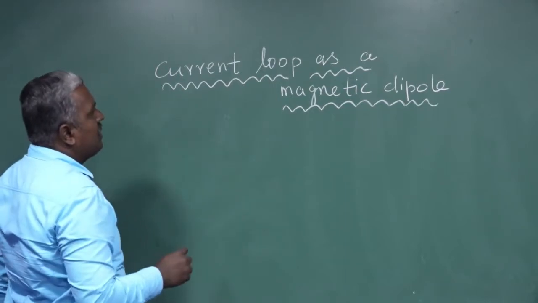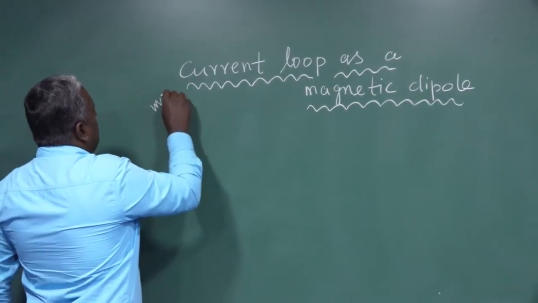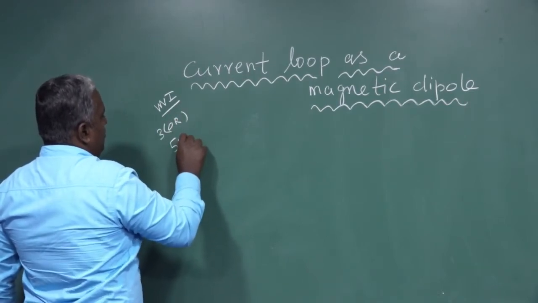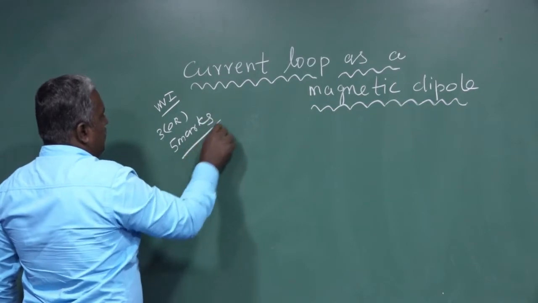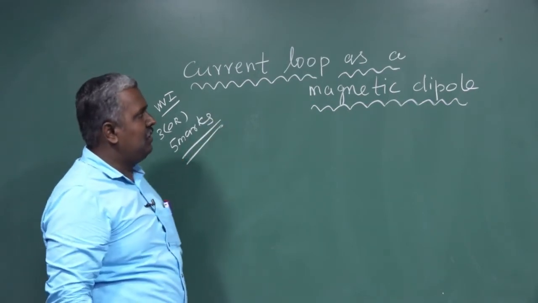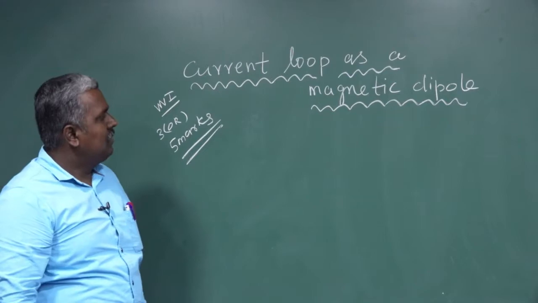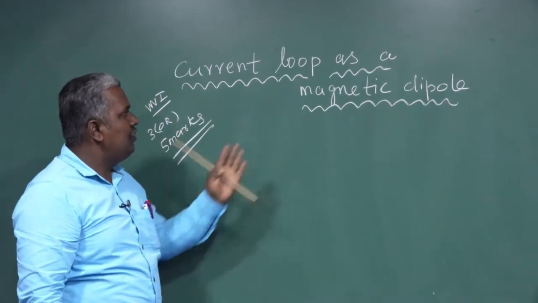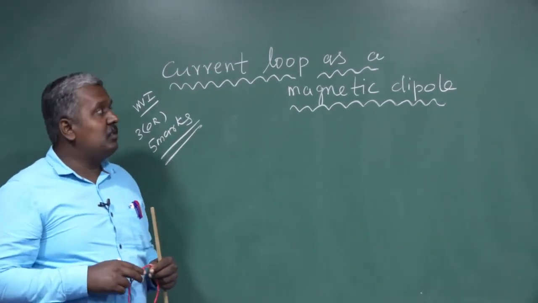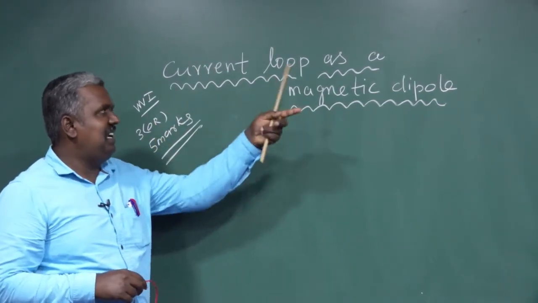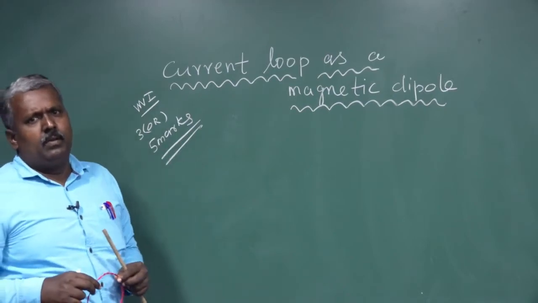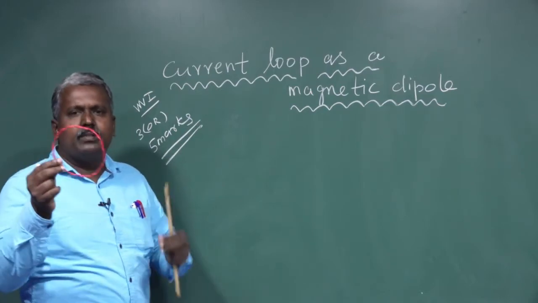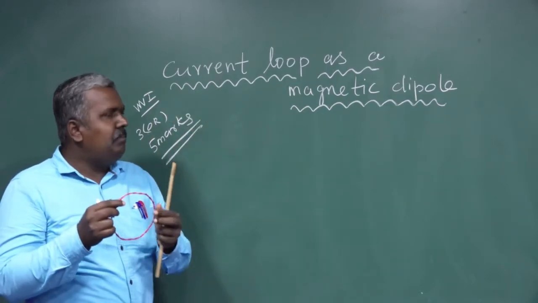So this is very important. 3 mark or 5 mark question. Listen properly. 3 marks or 5 marks. Okay. First, before going to discuss theory about this, you must know about what is the meaning of title. That is important. Okay. Current loop like this acts as a magnetic dipole.